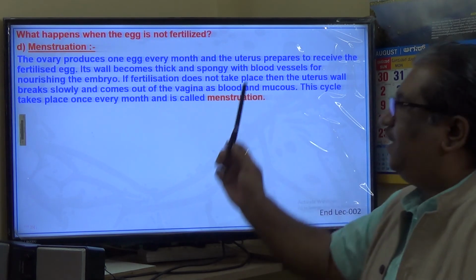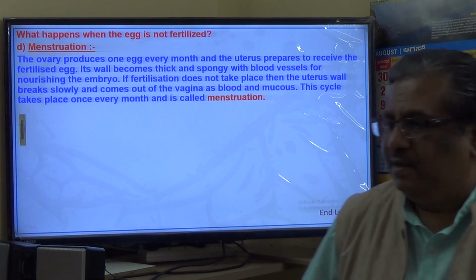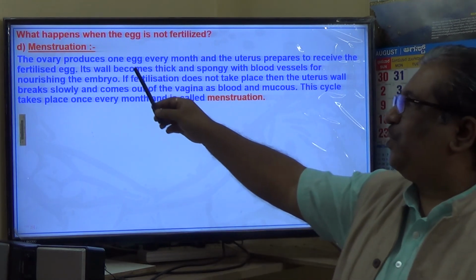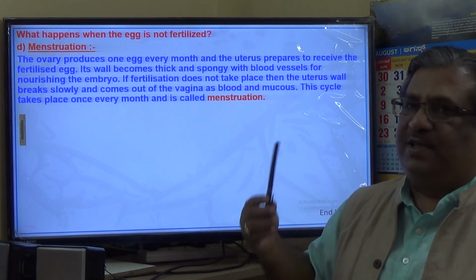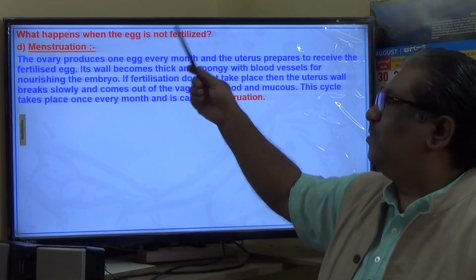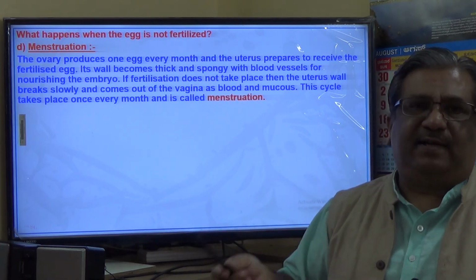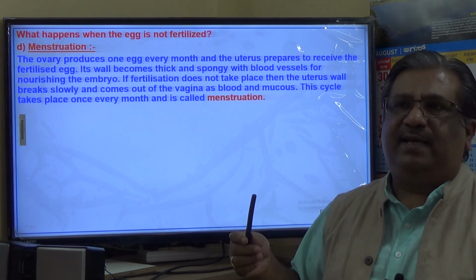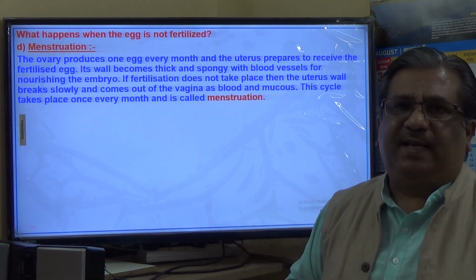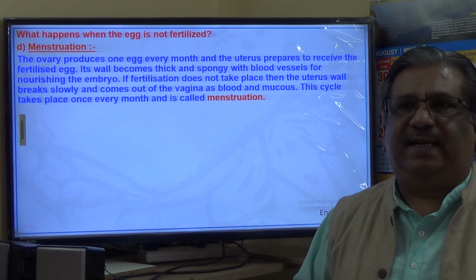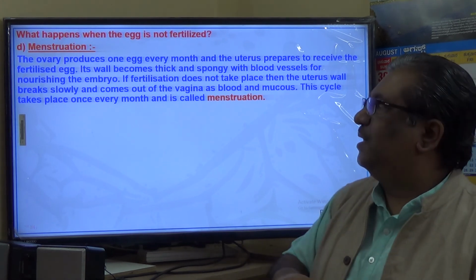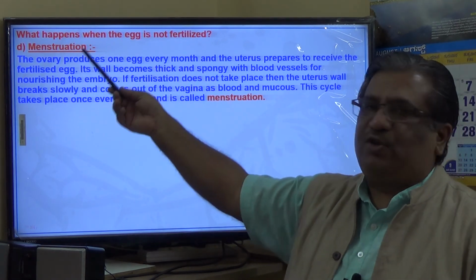What happens when the egg is not fertilized? This is a part of menstruation. So what is menstruation we'll study. Every time one egg is released, it is not necessary that it will get fertilized. In that case, what happens to the unfertilized egg? That is what we have to understand here. So that is nothing but menstruation.